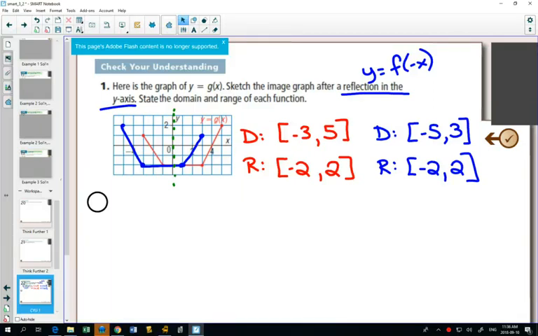Okay, questions for practice on this one are 3 and 13.